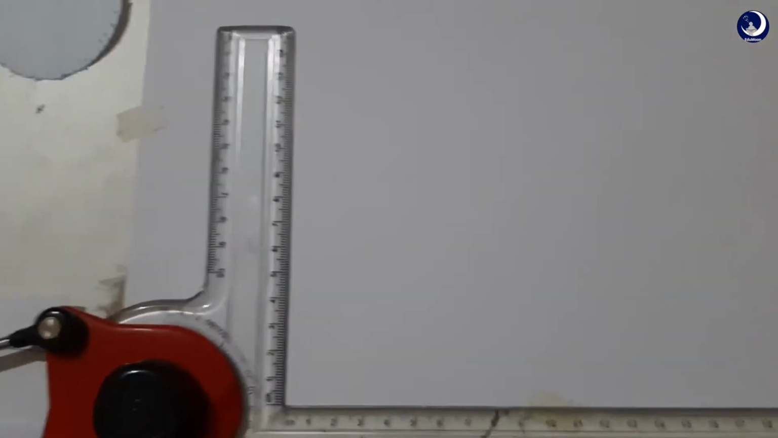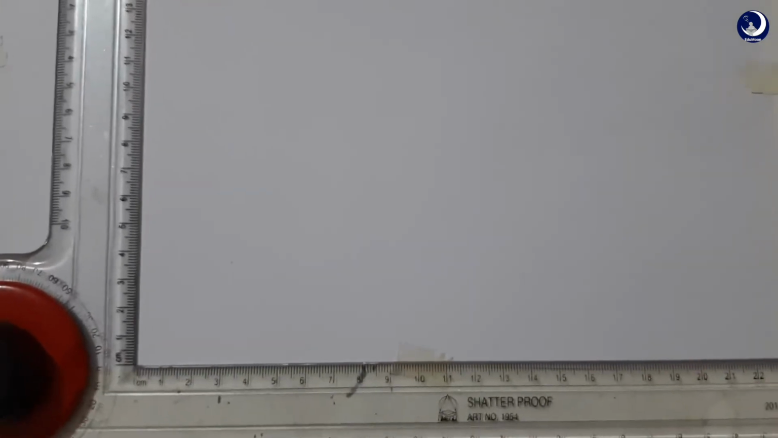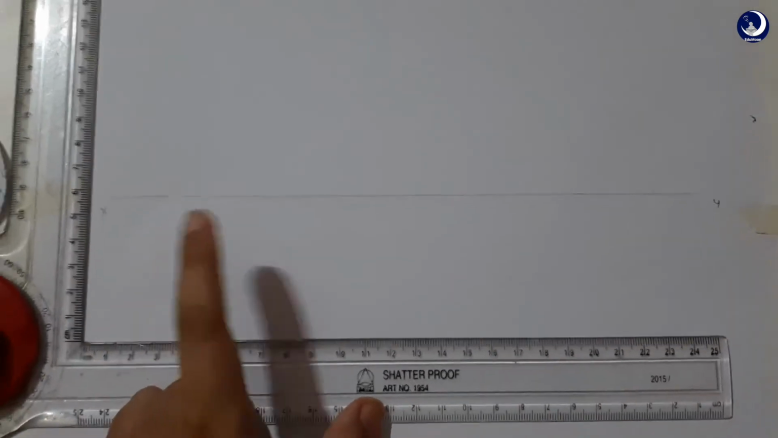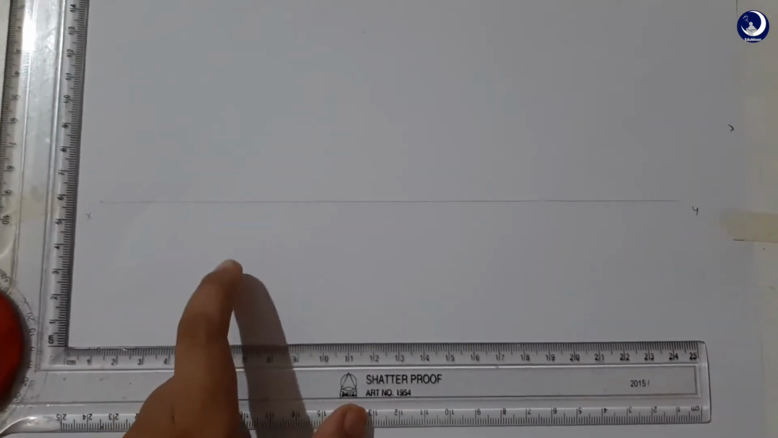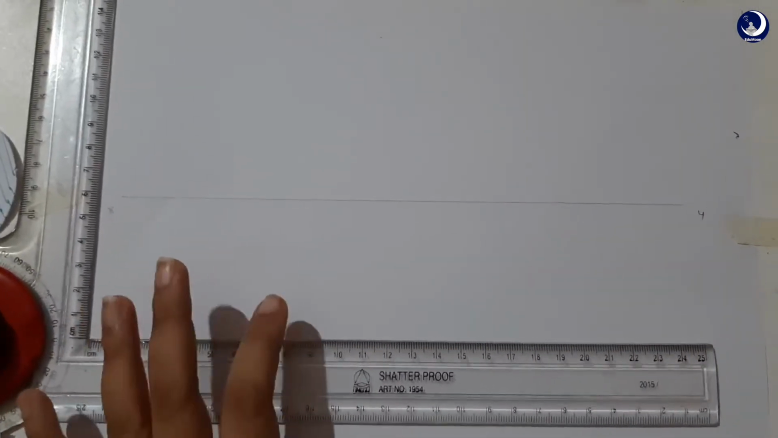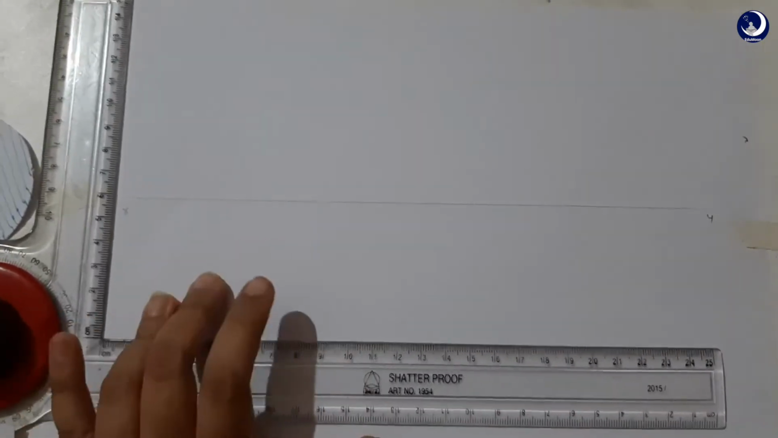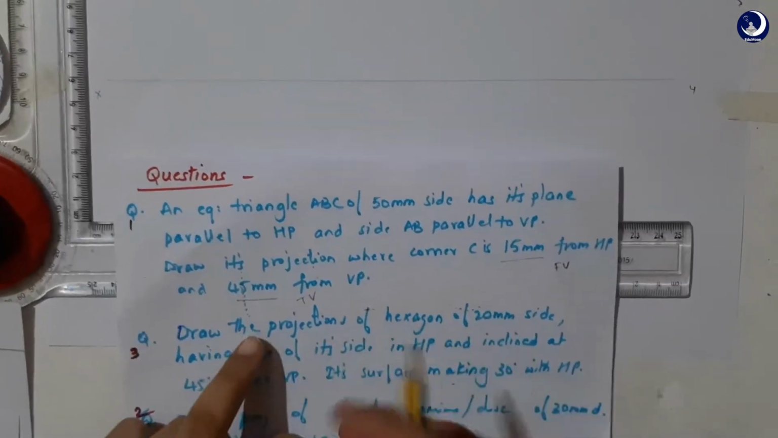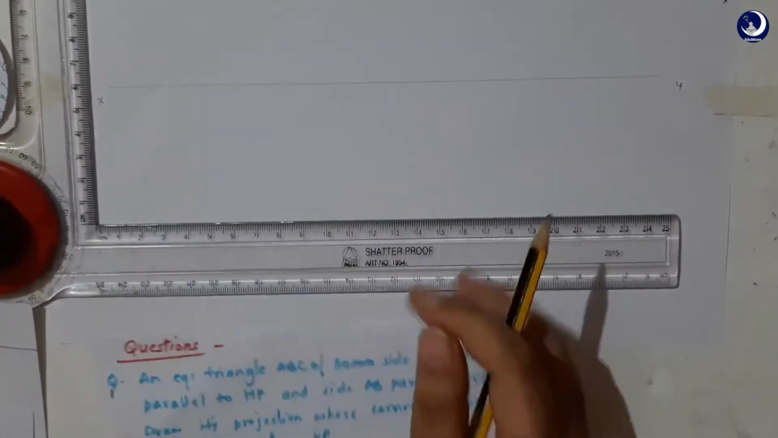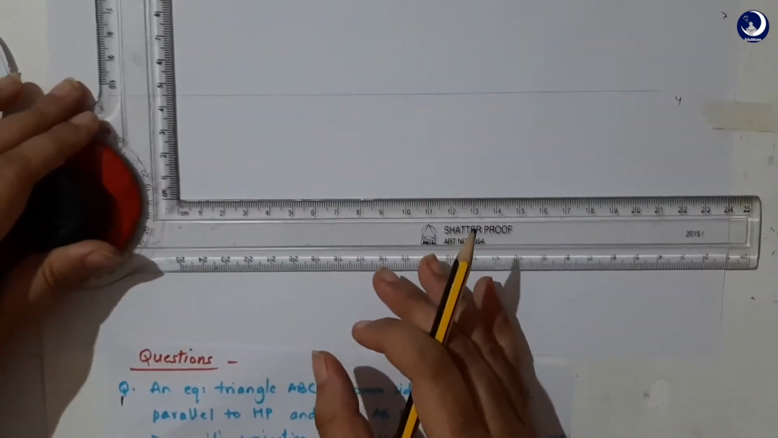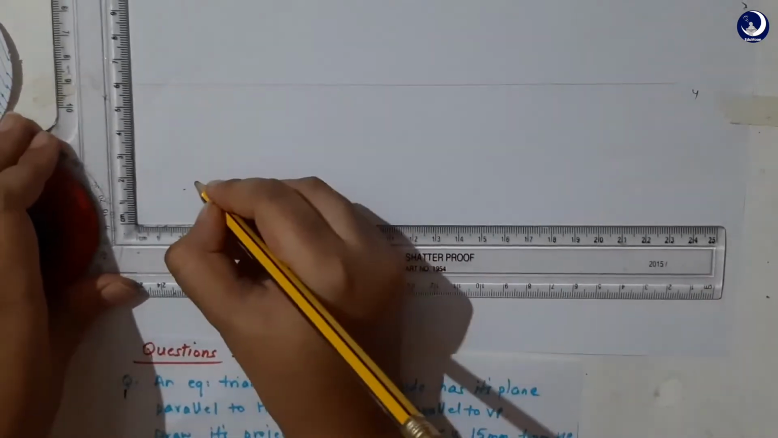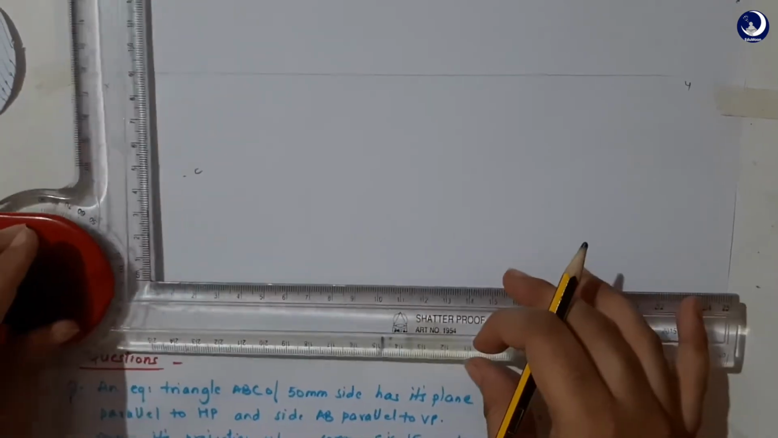The first step for drawing the projection is to draw the reference line. So I've drawn the reference line XY. Now, as I said, in the top view you can see the entire shape of the plane. So we have to start with the view where we can see the true shape of the plane. So we'll start with the top view, that is below the reference line. In the top view, point C is 45 mm from VP. So 45 mm below the reference line, I'm going to make a point, and that's going to be point C. Okay. So now we need to construct an equilateral triangle.